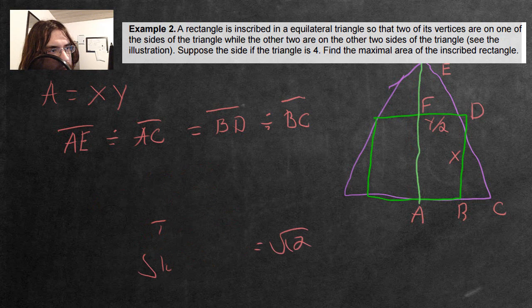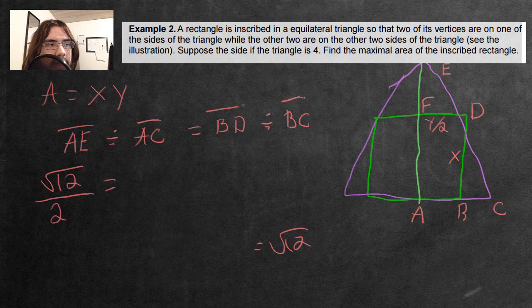So let me erase some of this. And we now know that square root 12 is the value of the line AE, and it's being divided by the line AC, the line down here. Well, we already know that value is a 2, right? So let's put a 2 down there. And that's going to be equal to the line BD. The line BD is the one right here. It's kind of hard to find the value for that, but notice that it's equivalent to X, and X is one of the sides of the rectangle.